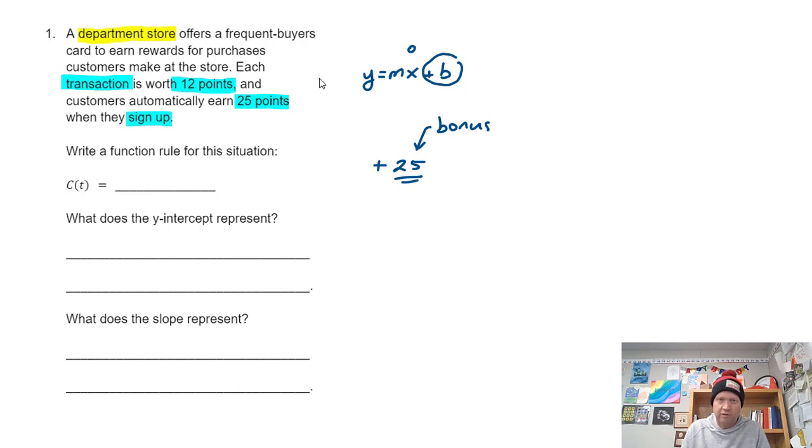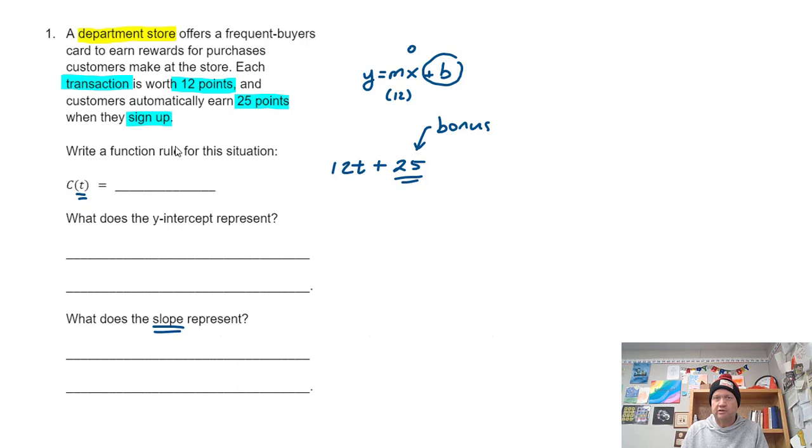And then it says I get 12 points every time I make a transaction. So if I make one transaction, it goes up by 12, from 25 to 37. If I make two transactions, it goes up by 24. And I notice that we're not using x, we're using t. So that equation would look something like 12t plus 25, and that means I get 12 points every time I make a transaction. And that's our slope.